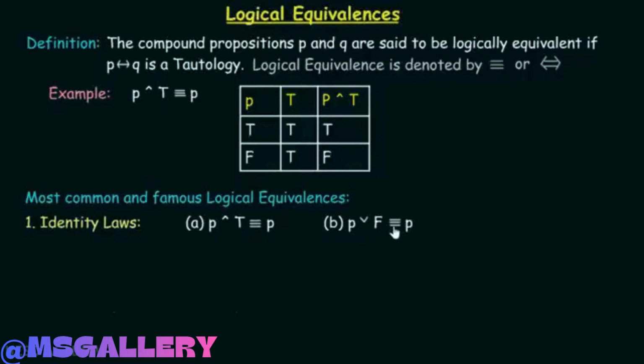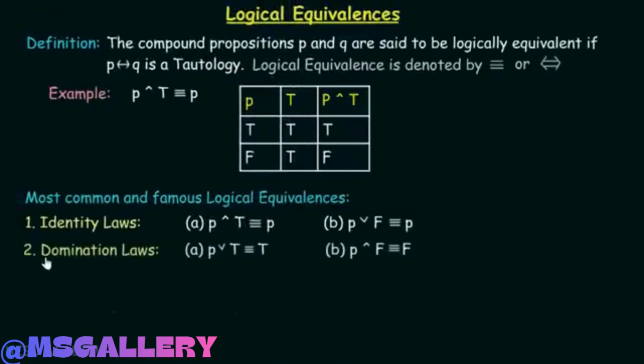Why is P or false equivalent to P? We know that if P is true, then true or false will be true, which is equivalent to P. And when P is false, then false or false is equivalent to false. Then also it is equivalent to P. That is why we can say that P or false is equivalent to P, right?